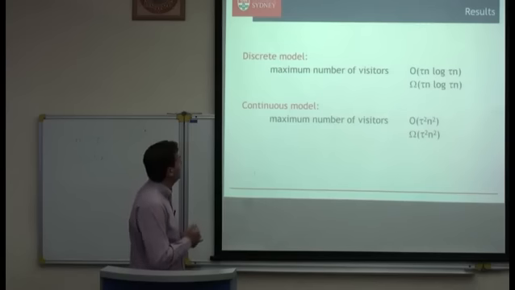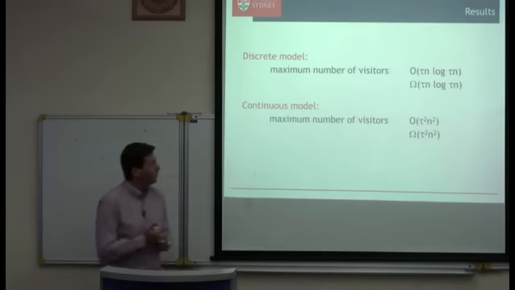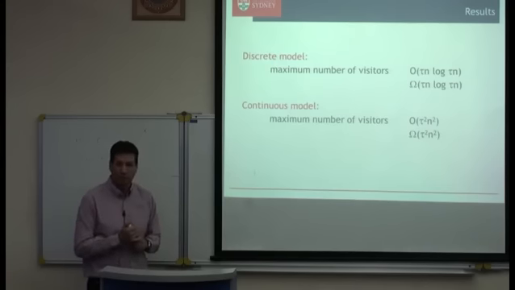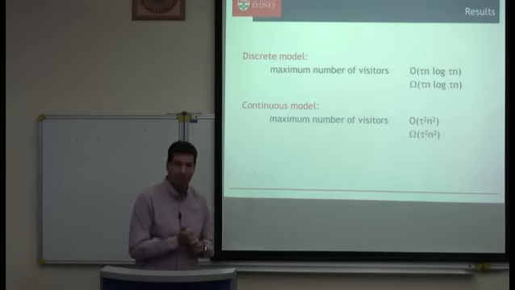Good. So in the discrete model, we can do it in tau n log tau n. And in the continuous model, we can do it in tau squared n squared time.